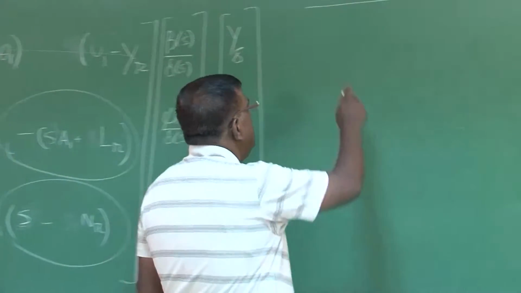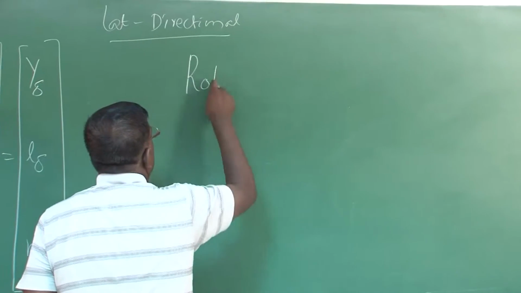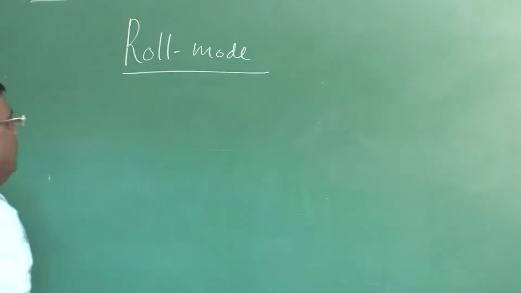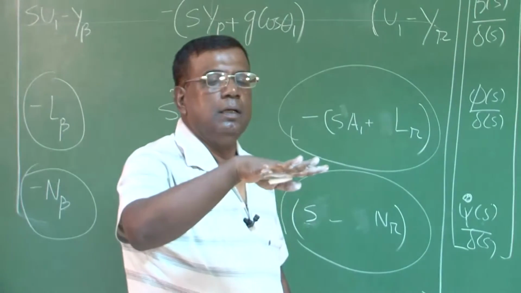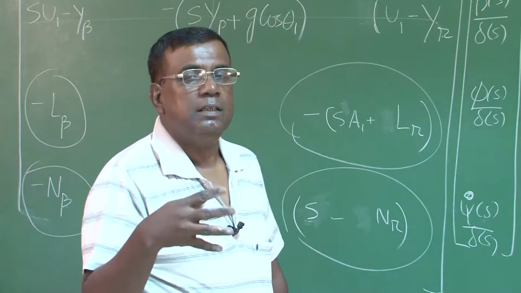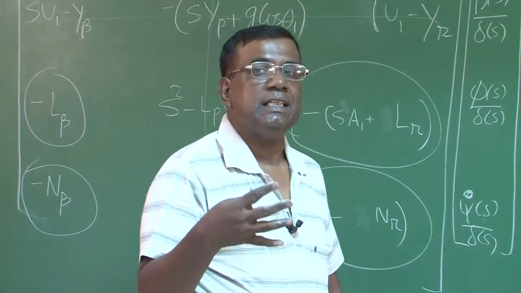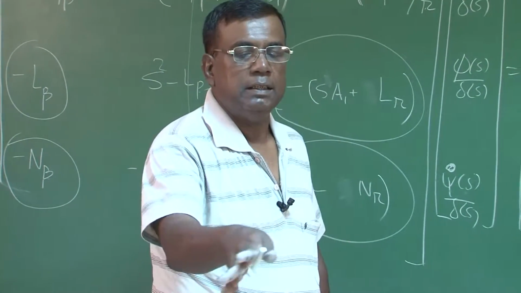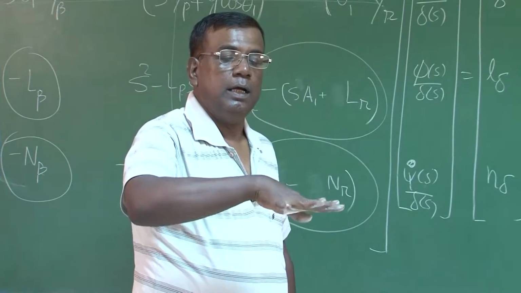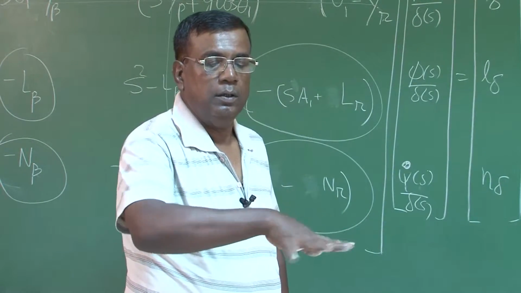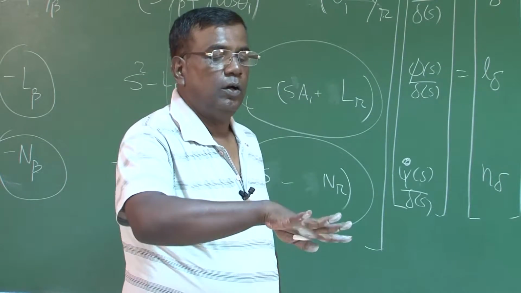Now we will talk about roll mode approximation. For the lateral directional case, we have identified there are 3 ways the airplane will get generally excited. One is spiral mode, and that is roll mode, and that is Dutch roll. These 3 modes. Now we are talking about roll mode.